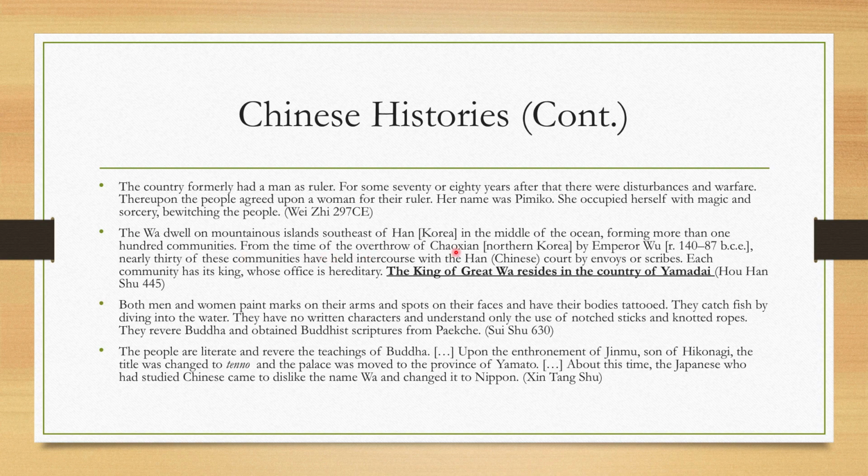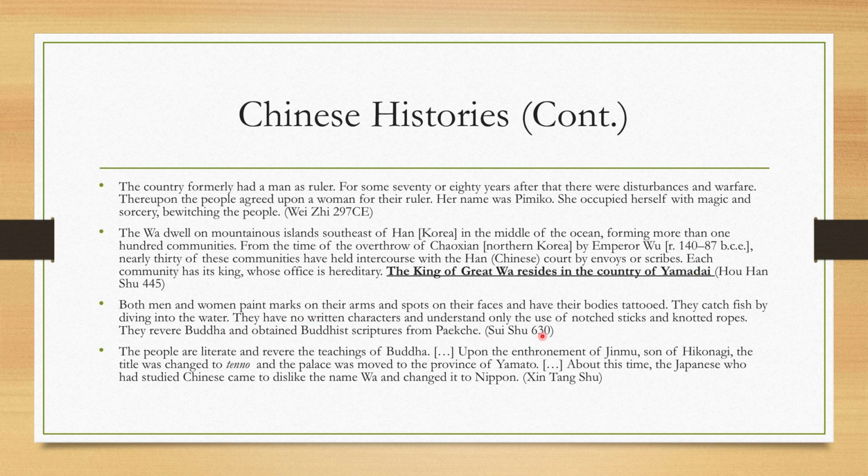From the time of the overthrow of Chaoshan, northern Korea, by Emperor Wu, nearly 30 of these communities have held intercourse with the Han, referring to the Chinese court, by envoys or scribes. Each community has its king, whose office is hereditary. The king of Great Wa resides in the country of Yamatai. So here's a reference to Yamatai Koku.